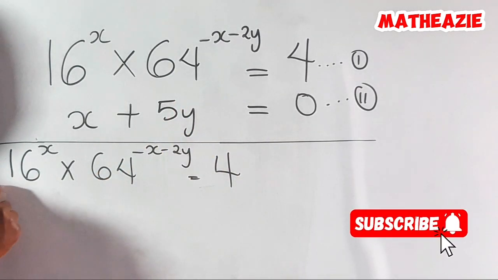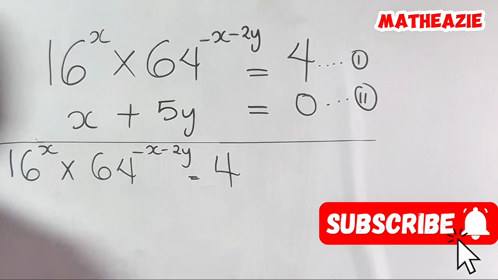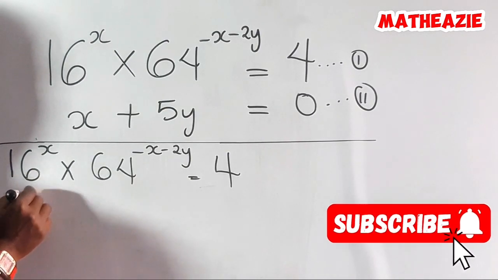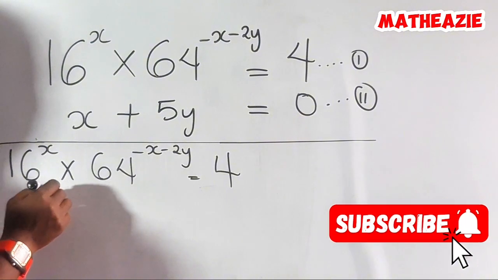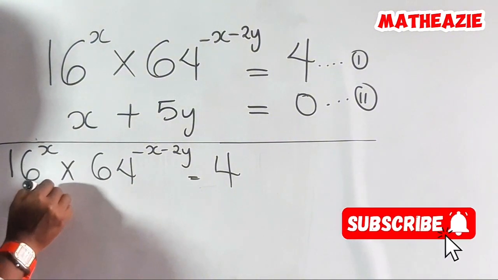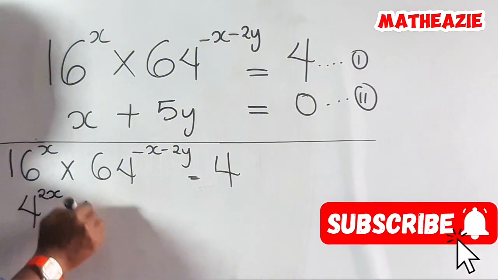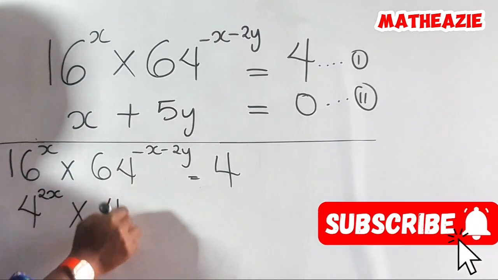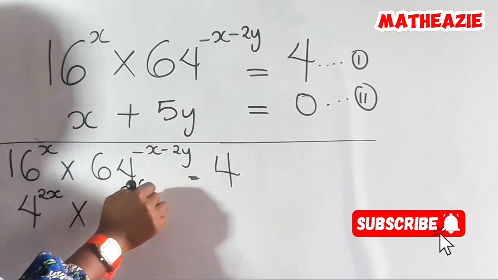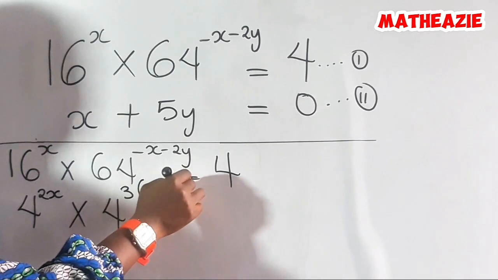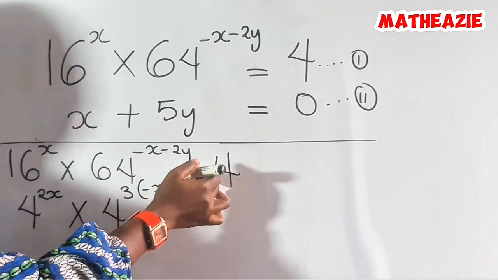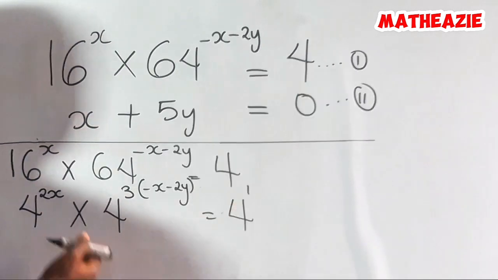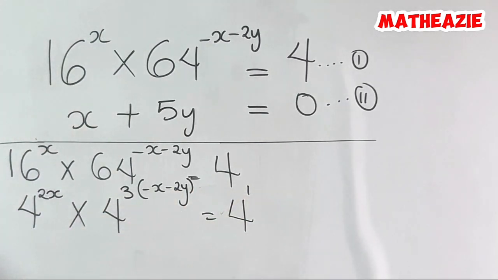So 16 can also be written as 4 raised to the power of 2. So instead of writing 16 here, I'm going to write 4 raised to the power of 2 times x, which will give 4 raised to the power of 2x, times 64, which can be written as 4 raised to the power of 3. So we have here 3 times minus x minus 2y equals 4, which can be written as 4 raised to the power of 1. Now, both sides are expressed in the same way.